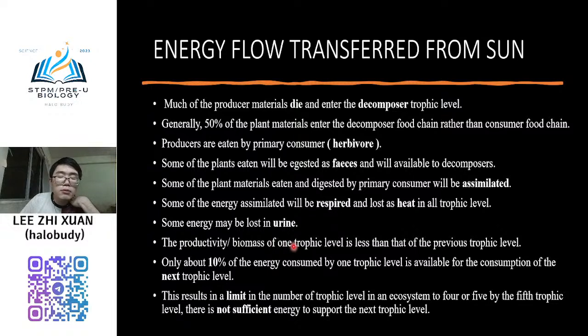And then the productivity of one trophic level is less than that of the previous trophic level. So you see that only 10% of the energy is available to the next trophic level. Okay, so this limits the number of trophic levels. This is the overall process in the energy flow.